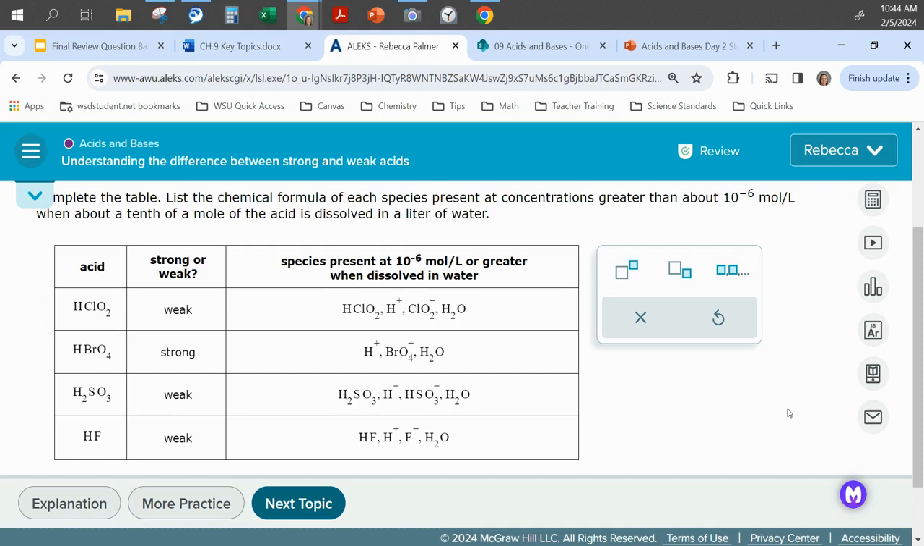Next time we will talk more about strong and weak acids, and we'll see from there. I think one of the labs we're going to do a titration, so maybe one of the next classes we can talk about that lab.